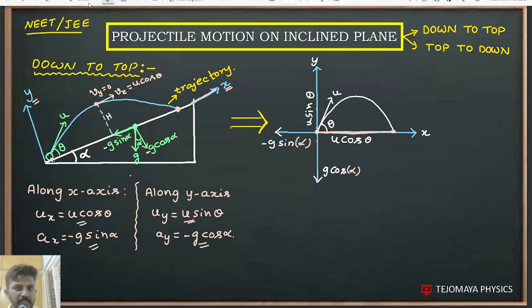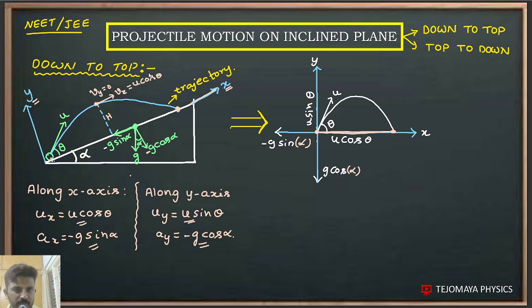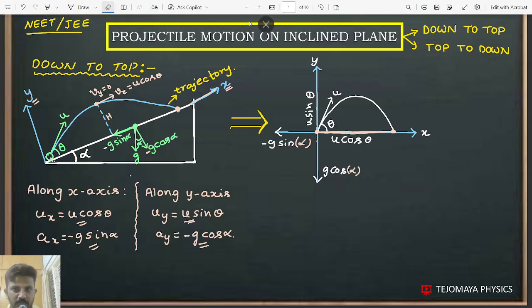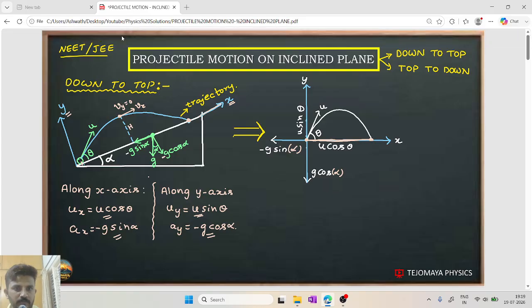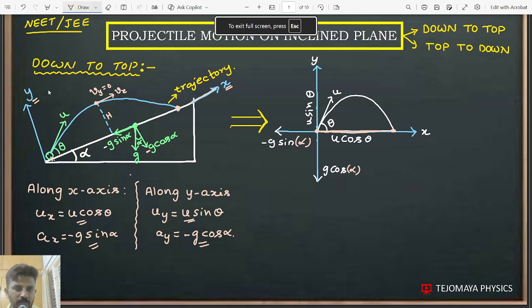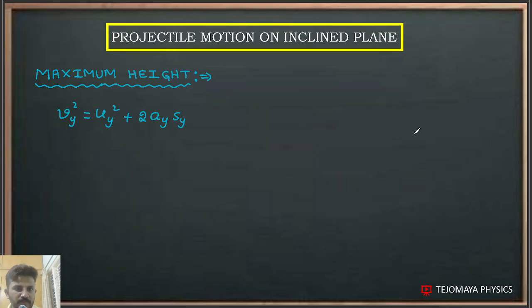Let me erase this. You cannot directly take this here. Just a minute. Okay. Now the velocity along y-axis is 0 and velocity along x-axis is vx. I'm going to substitute these values here.